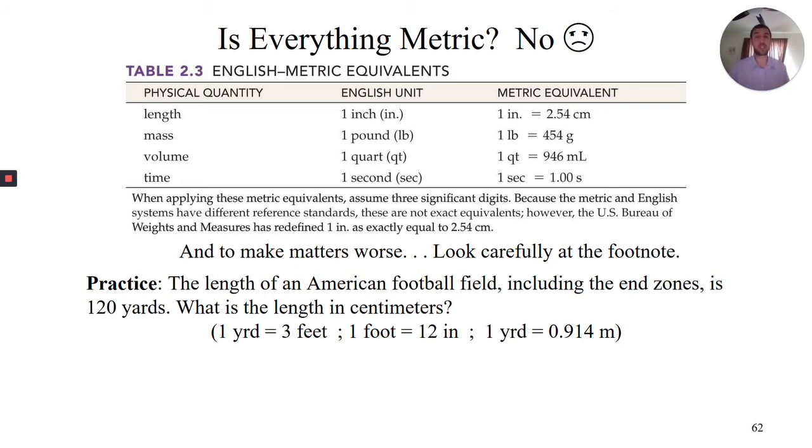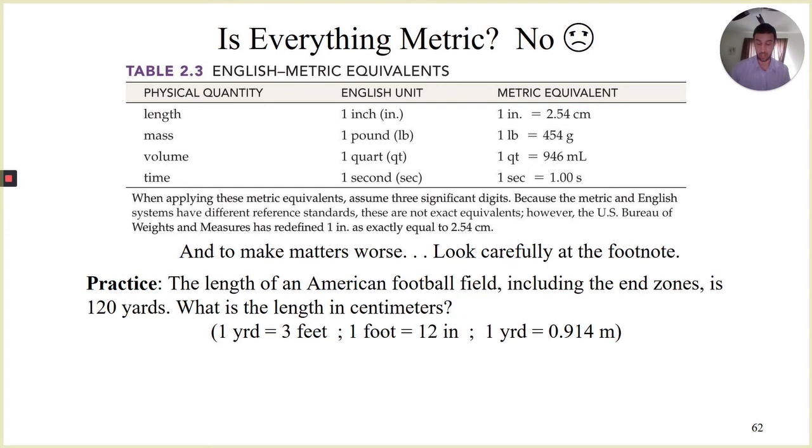Which gets us to our question. Let's do a conversion. The length of an American football field, including the end zones, is 120 yards. What is the length in centimeters? So if we were to set this up again, I'll walk you through the first two steps.